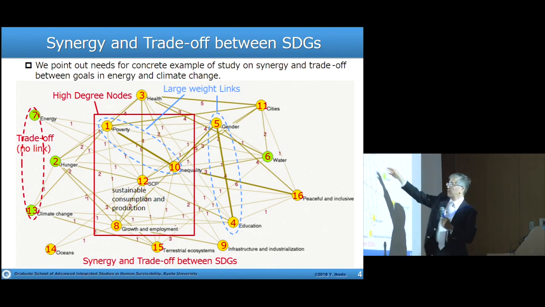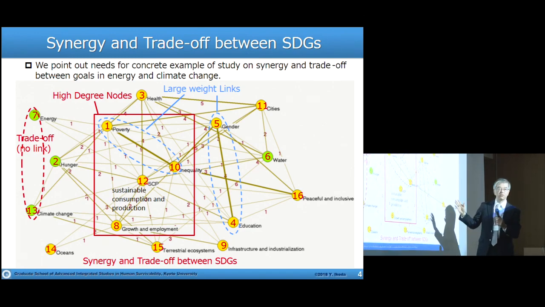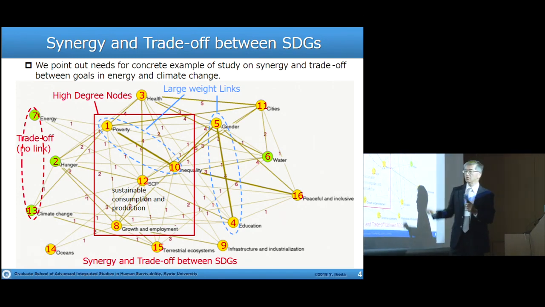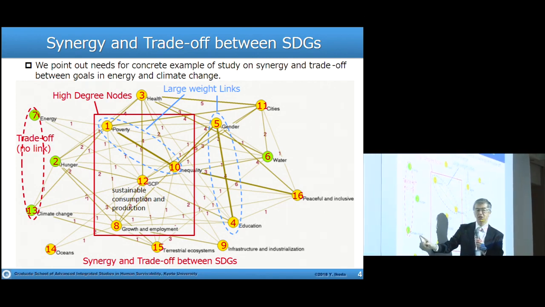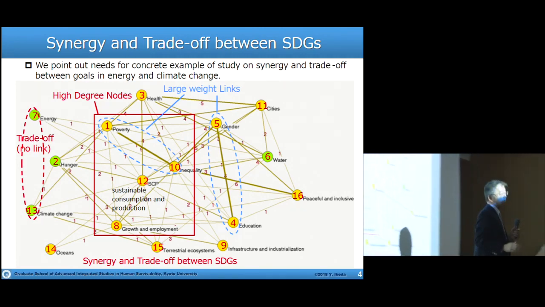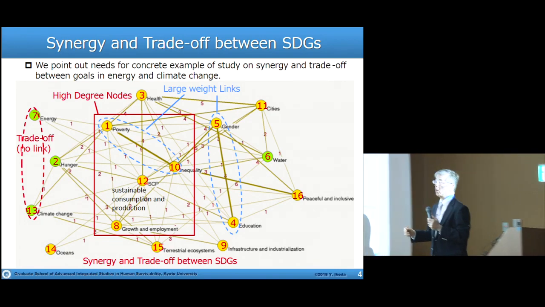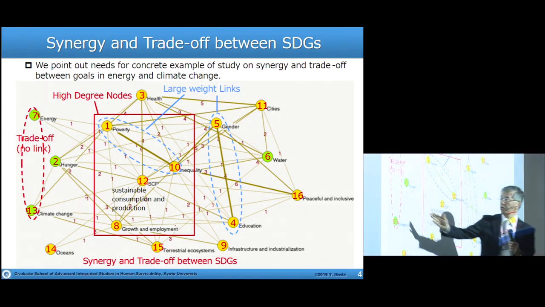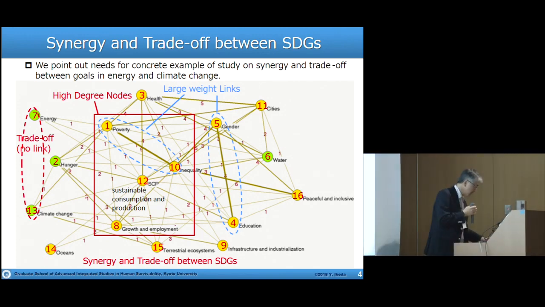Targets connected by thick links have a synergy effect. But please notice this here: for energy and climate change, we have no links. That means there is some trade-off between these targets. So we concentrate on the nexus between these targets for SIDS.